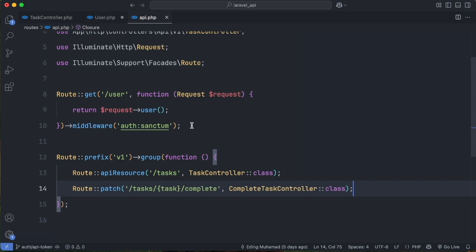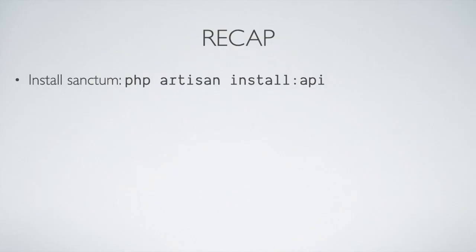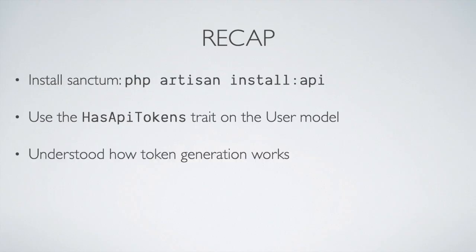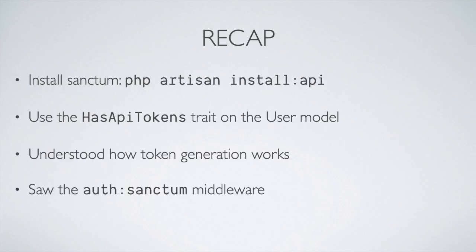Let's quickly recap what we did. We ran php artisan install:api to configure Sanctum, if not already done. We confirmed the HasApiTokens trait on our user model. We understood how token generation and validation works. And then we saw how the Sanctum middleware protects our routes.